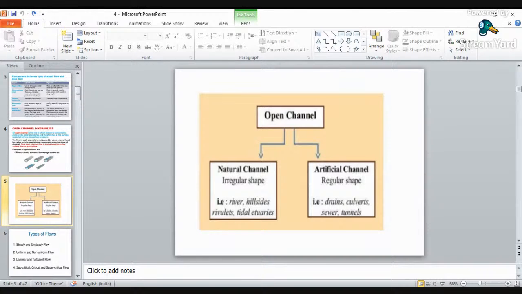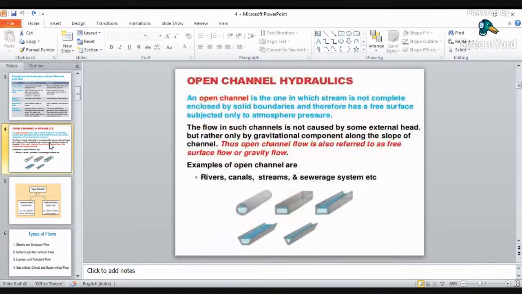Yes, so these are your basic shapes for the open channel. Okay, it may be rectangular, triangular, trapezoidal, or a pipe which is running half full. Okay, because it is free to atmosphere. So an open channel will have a slope, a definite bed slope, then there will be a free surface. Okay.